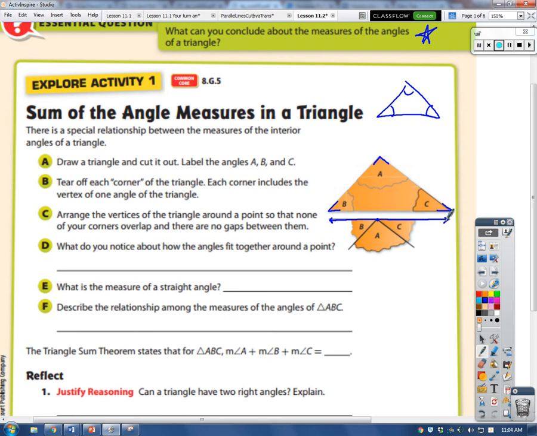So what do you notice about how the angles fit together? So we could say all angles are supplementary. Or we could say all angles fit together to form a straight angle.